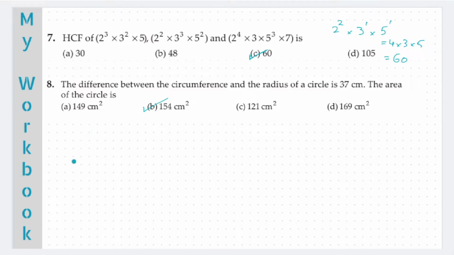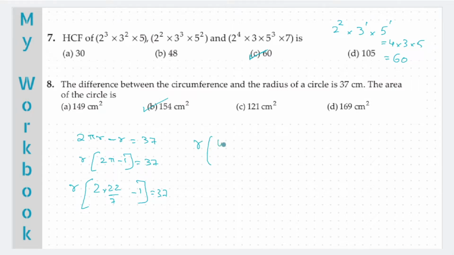Question number 8 is given: the difference between the circumference 2 pi r and the radius r is 37. So we just have to solve this equation for r. Pull out r as common. 2 pi minus 1 will be 37. Pi, let's use it as 22/7. So r into 44/7 minus 1 will be 37.